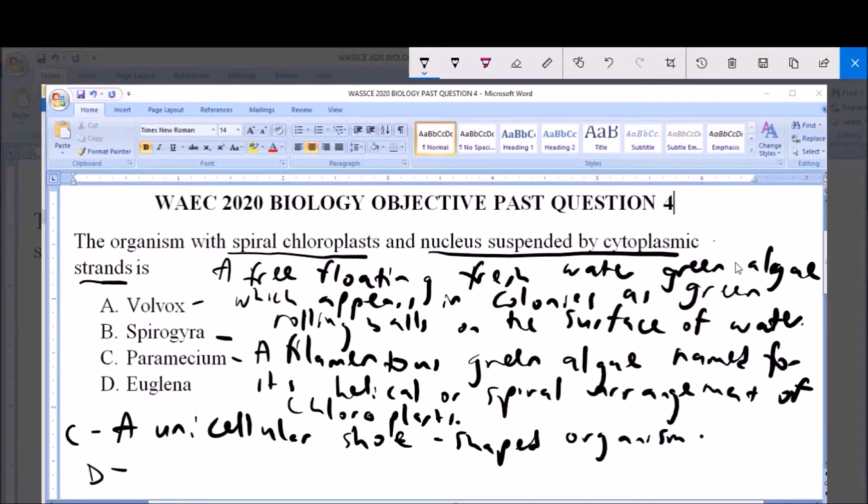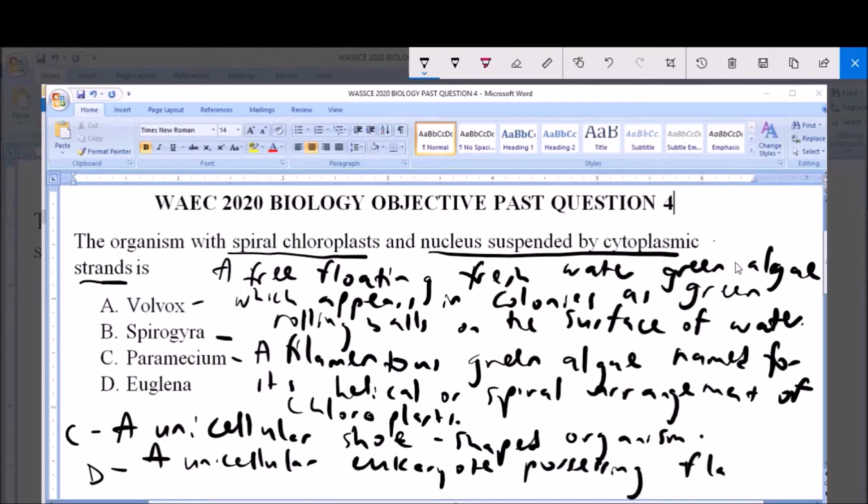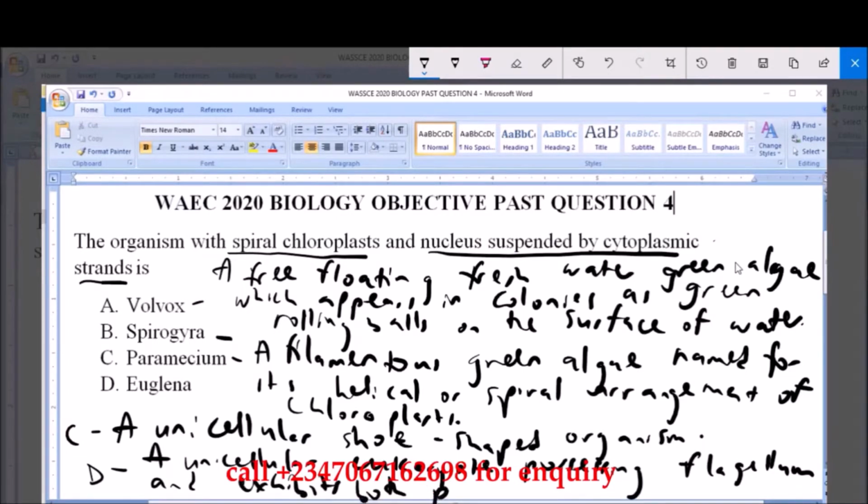And then the Euglena is a unicellular eukaryote possessing a flagellum and exhibits both plant and animal characteristics.